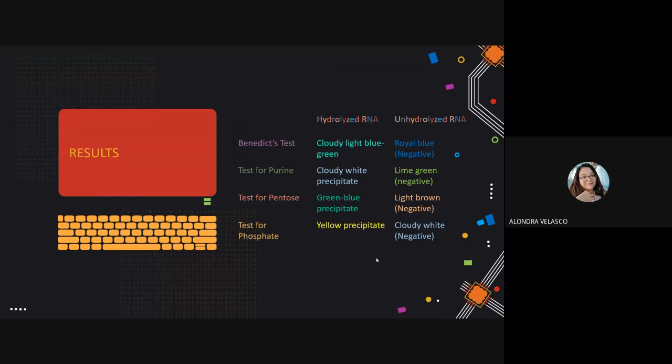Test for pentose: green-blue precipitate for hydrolyzed RNA, while light brown, negative, for unhydrolyzed RNA. Then lastly, test for phosphate: hydrolyzed RNA, yellow precipitate, while unhydrolyzed RNA, cloudy white or negative. Next, please.